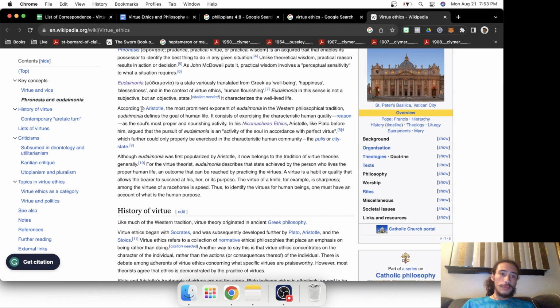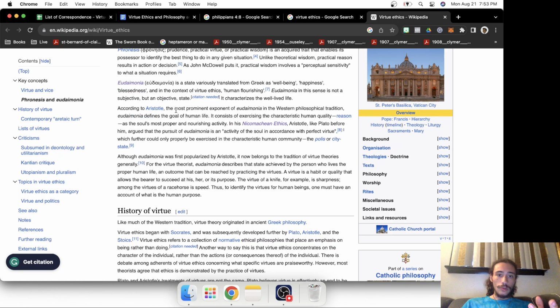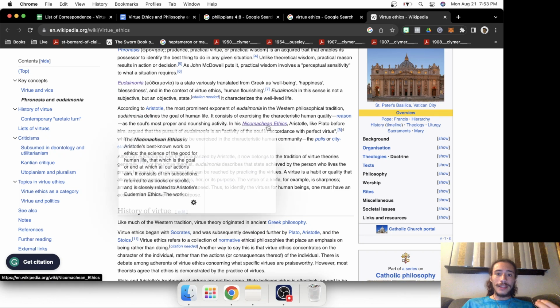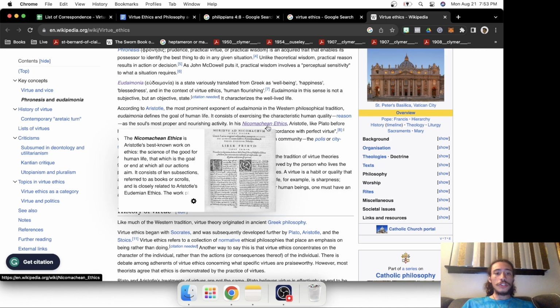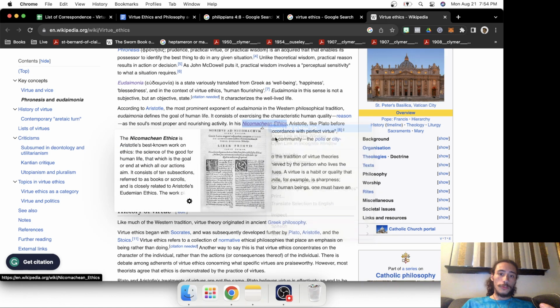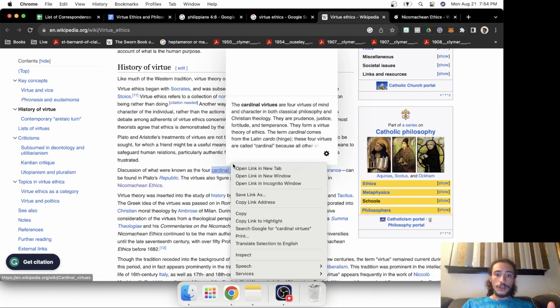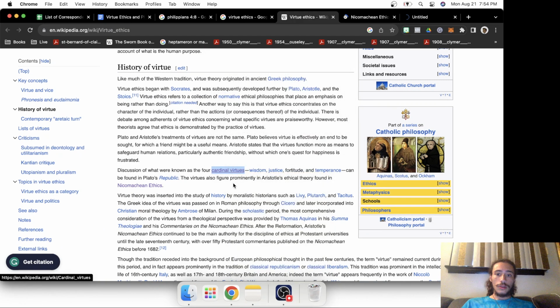So, just not to go too deep into it, they obviously talk about the good spirit, Aristotle, the Nicomachean Ethics, which he left to his son on how a good person should live and act, which we'll get into. So I'll go and open that up. The history of virtue, you know, we have the cardinal virtues, which are at the very foundation of Christian theology as well as Freemasonry.